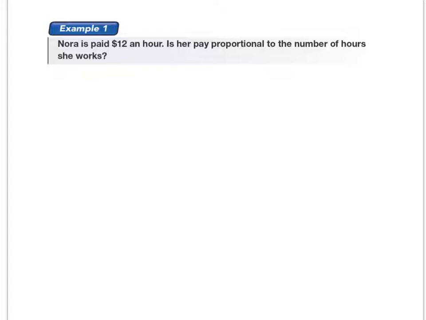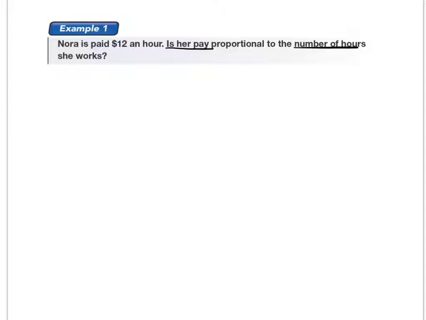Alright, example 1 says Nora is paid $12 an hour, and we want to know, is her pay proportional to the number of hours she worked? So we'll locate the question we're asked: is her pay proportional to the number of hours that she works? Okay. Well, one way you can find out if something is proportional is to make a table.